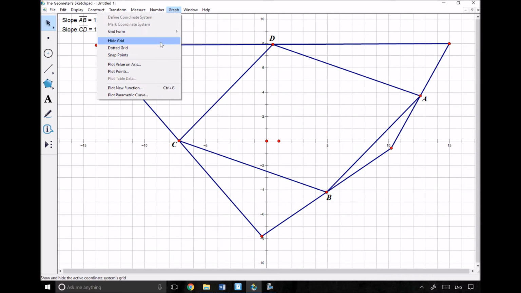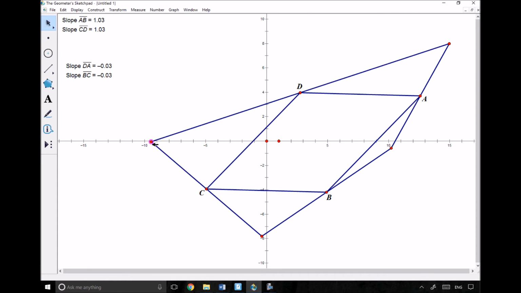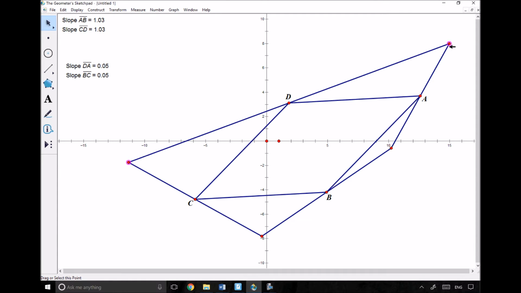Let me just hide the grid. It's clear that these sides right here are parallel to each other because they have the same slope. And then let's see these ones right here. If I find the slope of this one and this one, I can see that those also have the same slopes. So since we've got two sets of lines that have the same slopes, we've got a parallelogram inside of here.